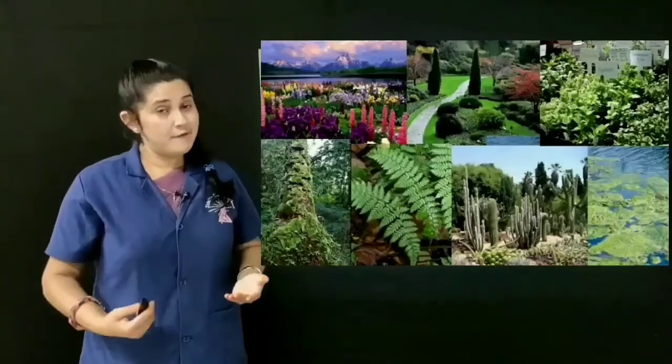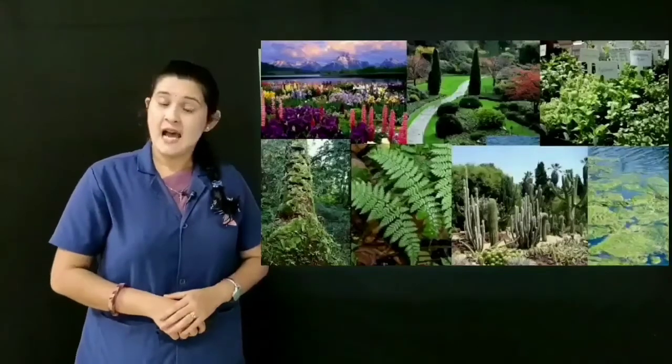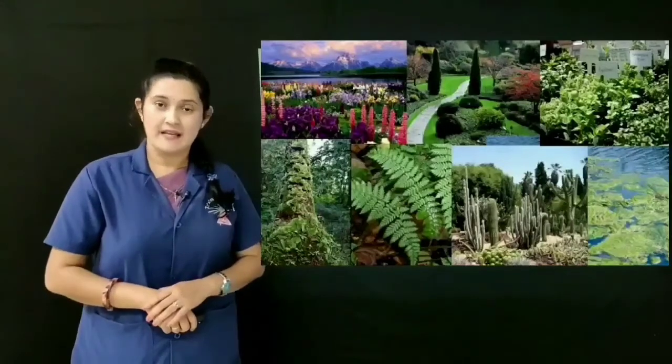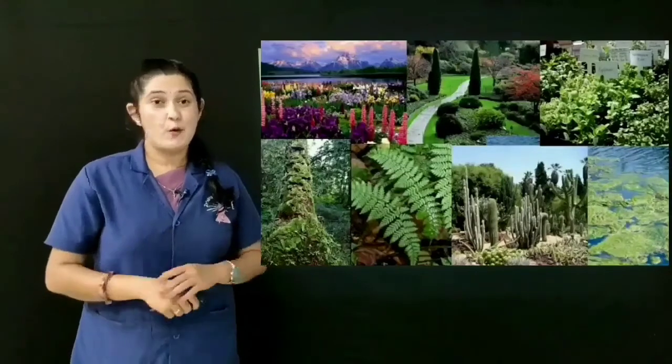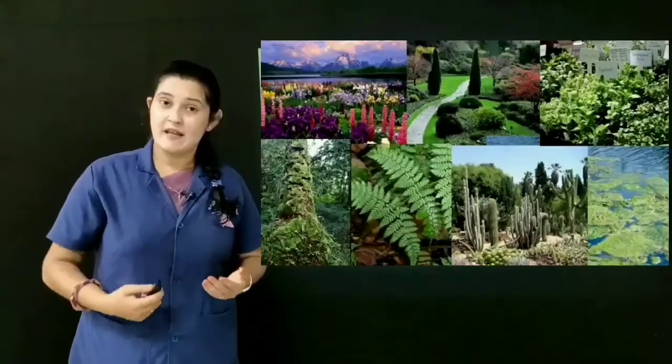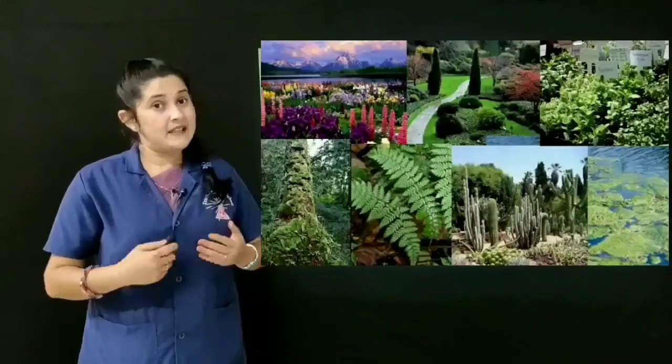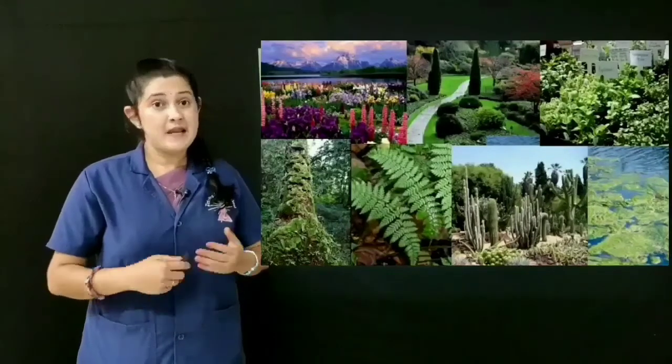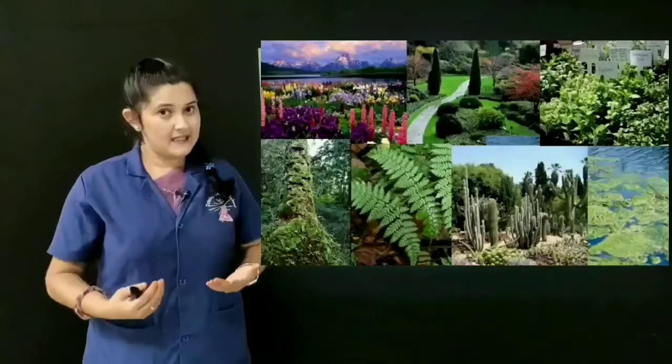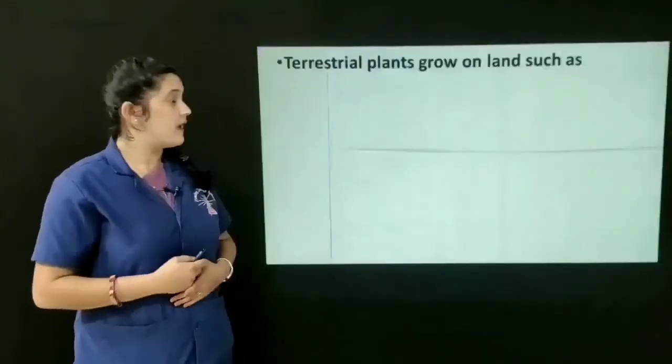Plants grow in different regions on the earth. They need adequate amount of sunlight, water and air. In the absence of one of the resources, they adapt by modifying their stem and leaves. Plants grow both on land as well as water. They are categorized based on their habitat, that is terrestrial plants and aquatic plants.